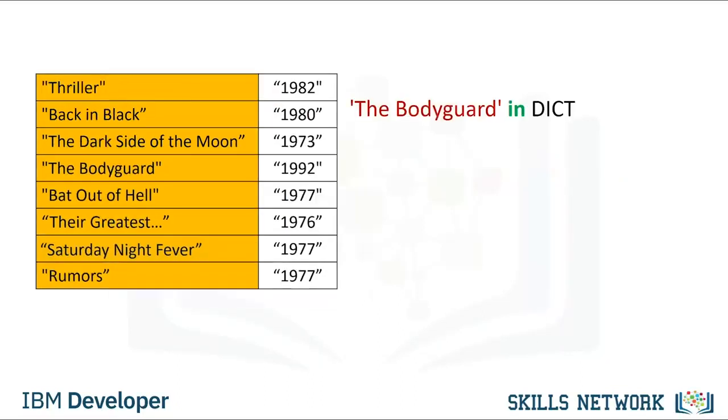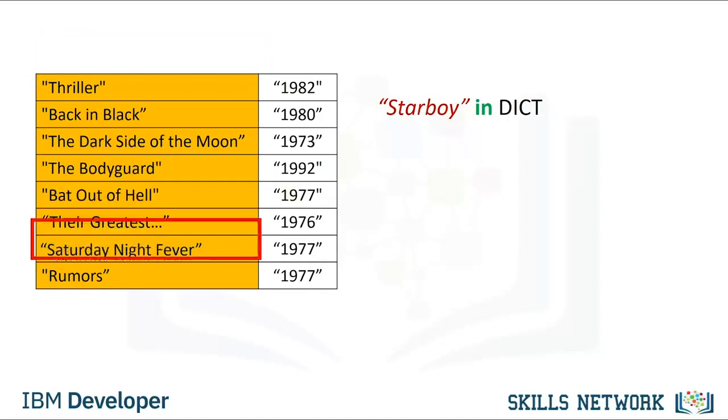We can verify if an element is in the dictionary using the in command as follows. The command checks the keys. If they are in the dictionary, they return True. If we try the same command with a key that is not in the dictionary, we get False.